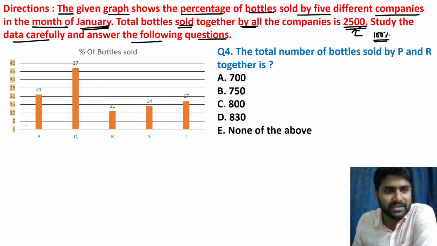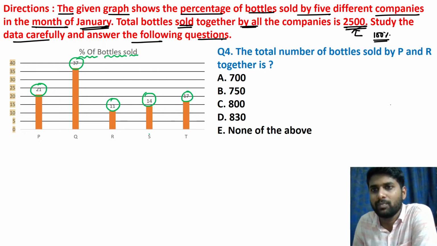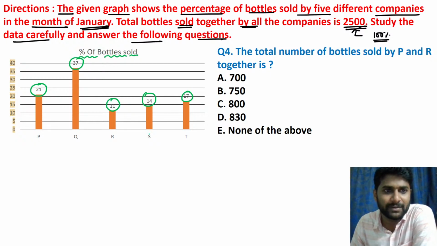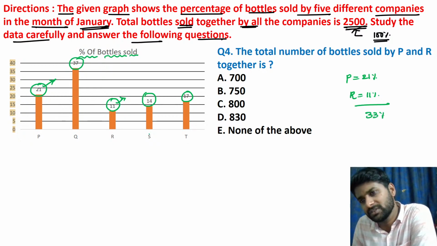So look into the overall data here. The information deals with the percentage of bottles sold. P sold 21 percent, Q sold 37 percent, R sold 11 percent, S sold 14 percent, and T sold 17 percent. The question is the total number of bottles sold by P and R together. P is exactly 21 percent and R is exactly 11 percent. Now the overall value is exactly 33%.